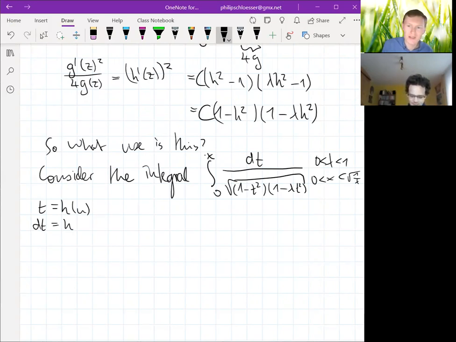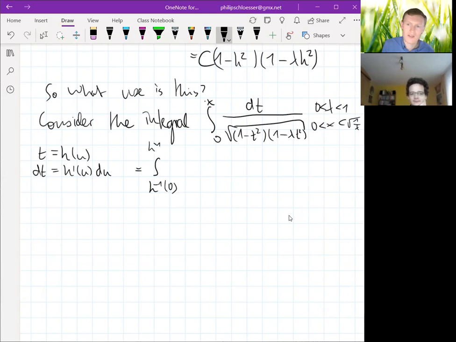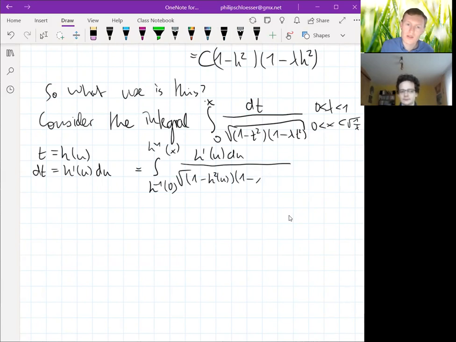Then we have dt is equal to h prime of u du. Yes, everybody loves it when I write it like that, but shut up. What does that mean now? Now it means that we have the integral from h inverse of 0 to h inverse of x of h prime of u du divided by the square root of 1 minus h squared of u times 1 minus lambda h squared of u.